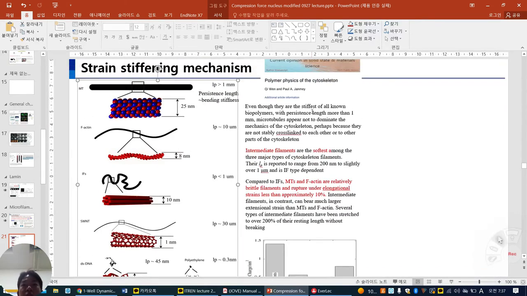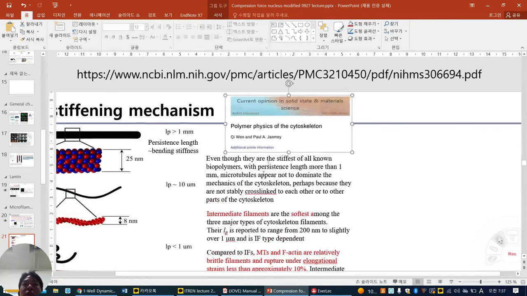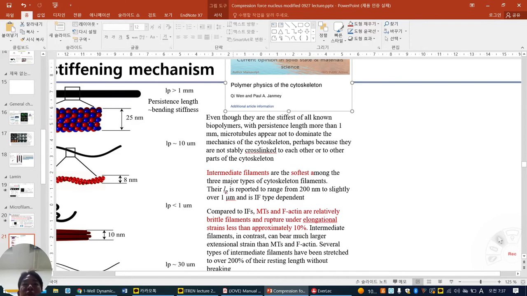Here, let's see Polymer Physics of Cytoskeleton, also published by the Janmey group. Even though microtubules are the stiffest of all known biopolymers, with persistence length more than 1 millimeter, they appear not to dominate the mechanics of the cytoskeleton, perhaps because they are not stably cross-linked to each other or to other parts of the cytoskeleton. But intermediate filaments are the softest among the three major types of cytoskeletal filament. Their persistence length is reported to range from 200 nanometers to slightly over 1 micrometer, depending on the type.